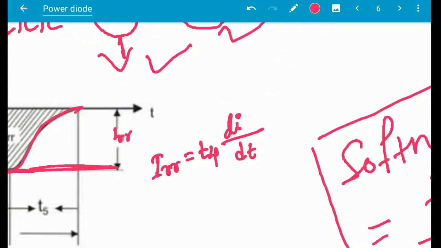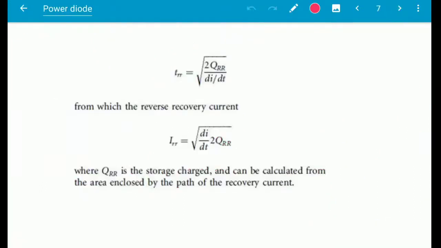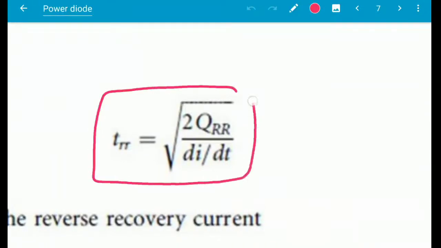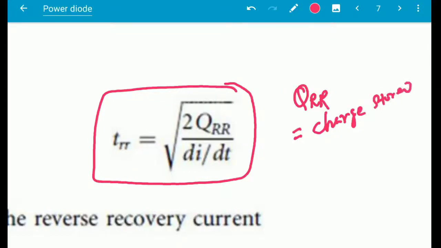And another thing is here TRR. TRR, that is reverse recovery time, is defined as the root over of 2 QRR by di by dt, and QRR is the charge stored during reverse recovery.